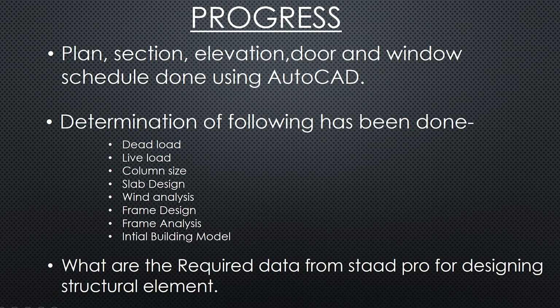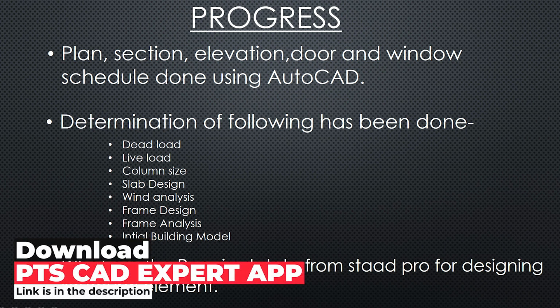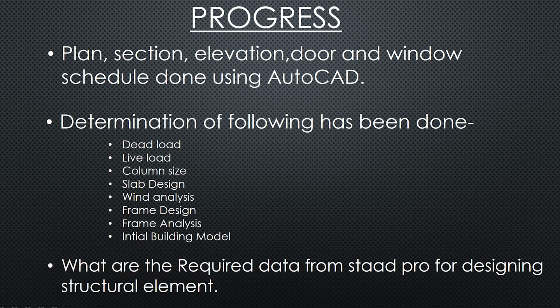Now next, if we talk about the progress of work, the first thing is that the plan, section, elevation, and door and window schedule are done using AutoCAD. So determination of the following has been done. All these loads are considered in the design: the dead load, live load, column size, slab size. Wind analysis has to be done, frame design has to be done. Then after frame design, the frame analysis and the initial building model. And many more things.